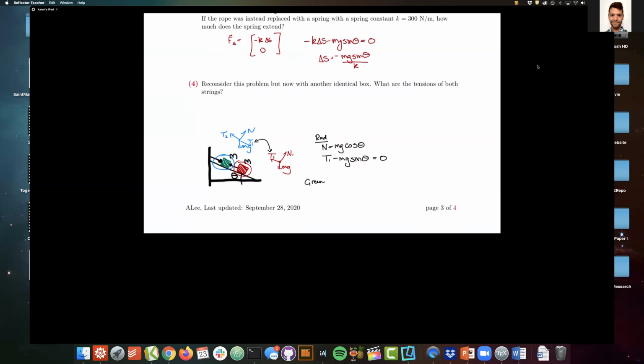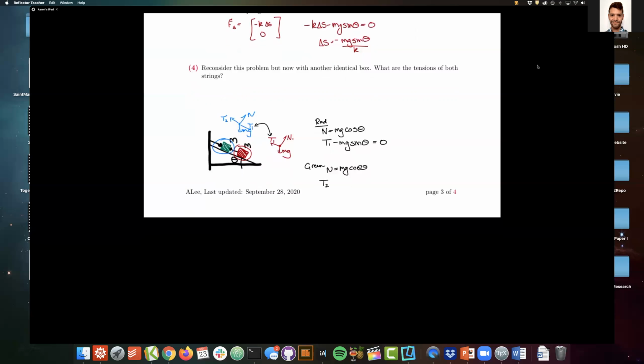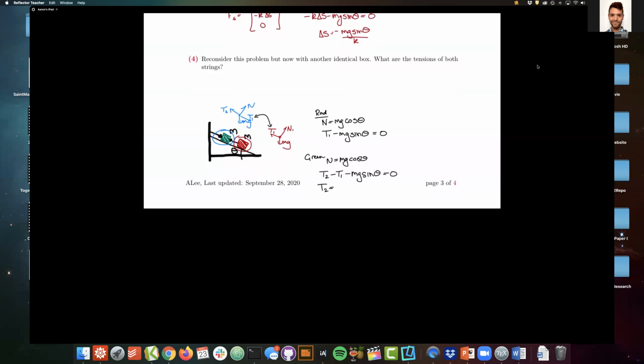For the green box, the normal force is exactly the same. But now there's the tension T2 pulling up, tension T1 pulling down, and then also it has gravity that is also trying to pull it down. So it's something like this. T2 then equals T1 plus mg sine theta, or 2 mg sine theta. That tension has to exert twice as much force because it is, in a sense, holding up both boxes.